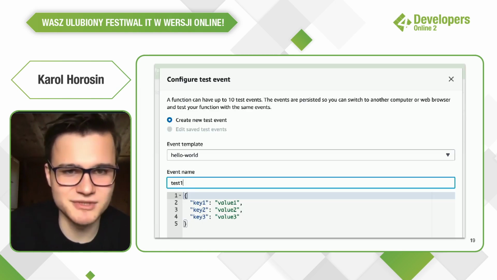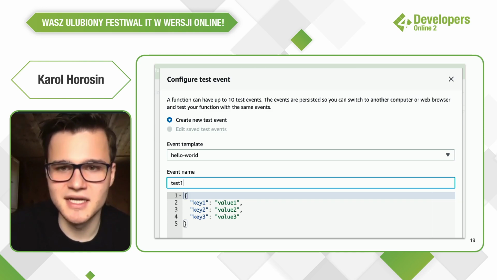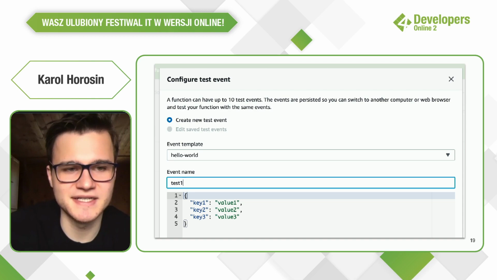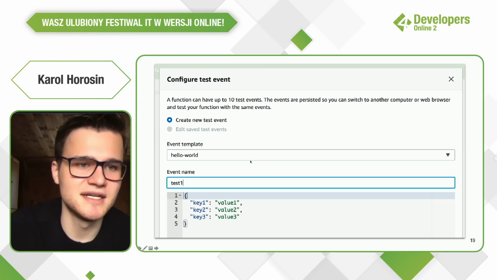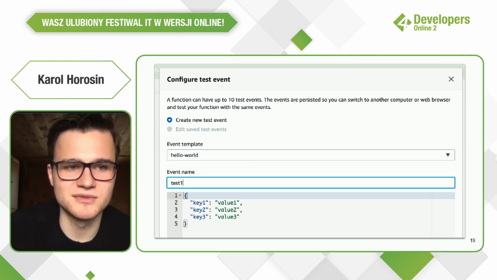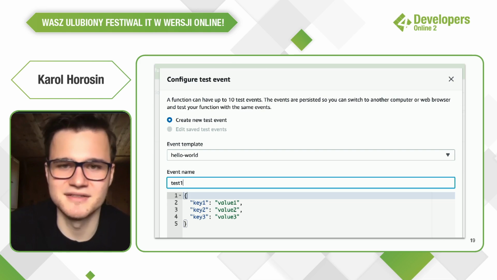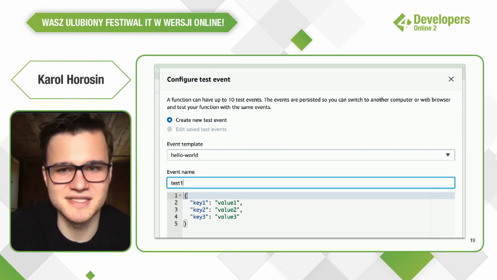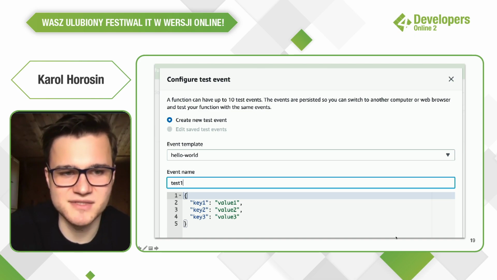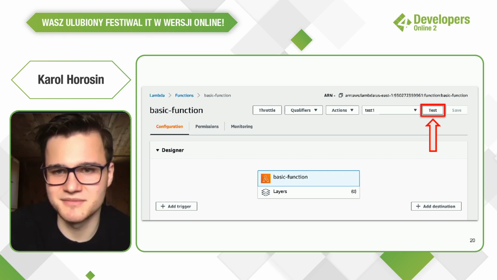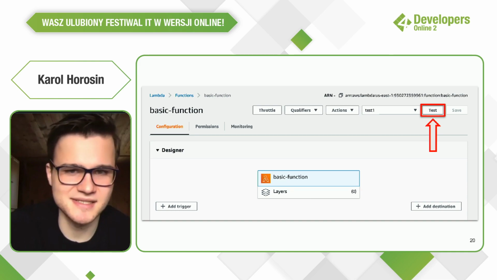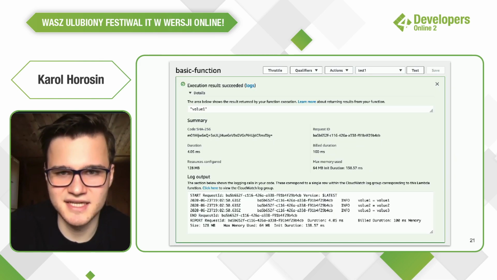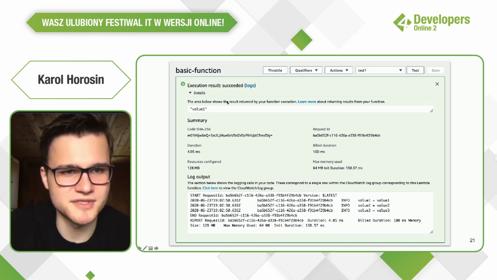So if we click the test button, for the first test, we're going to get a pop-up to configure a test event. We're going to create a new test event. The event template would be hello world. That's one of their test events, and it actually fits our code. The event name, we're going to call it test1, and the JSON is from the template. So now if we click OK and then click test, we should get a result, a pop-up with a result.